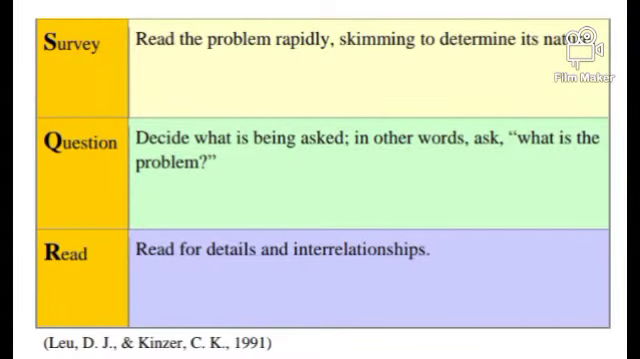Let us summarize the SQR model. S stands for survey. In this phase of the SQR model, the students read the problem rapidly, skimming to determine its nature. This is the first time the students will read the problem, and the purpose of the first reading of the problem, as I said earlier, is to get a quick general picture or overview of the problem and determine initially what the problem is about.